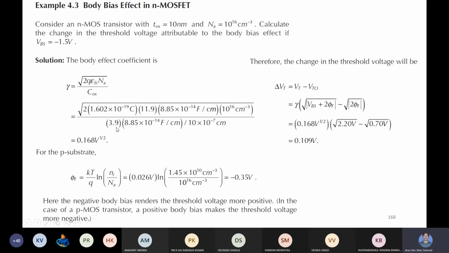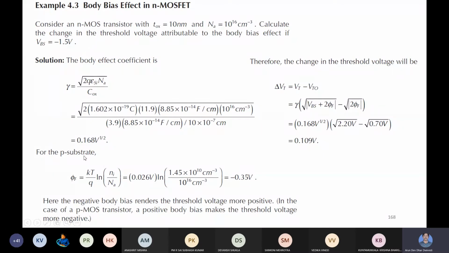Epsilon OX is calculated by 3.9 times epsilon naught, which is 8.85 times 10 to the power minus 14 farad per centimeter, divided by the oxide thickness in centimeter, 10 times 10 to the power minus 7. In this way it comes to 0.168 volt to the power half.